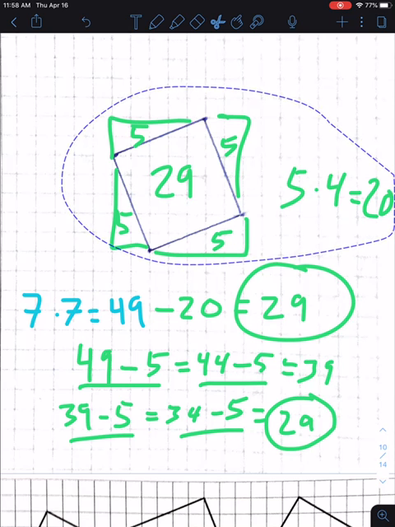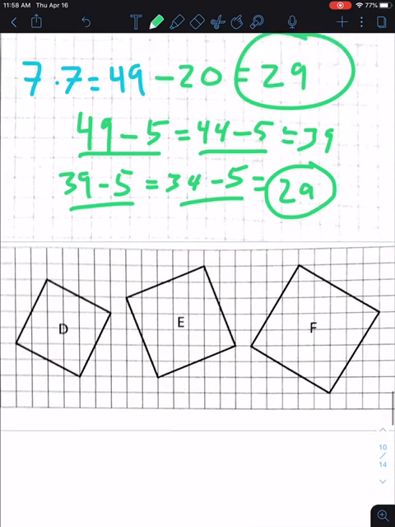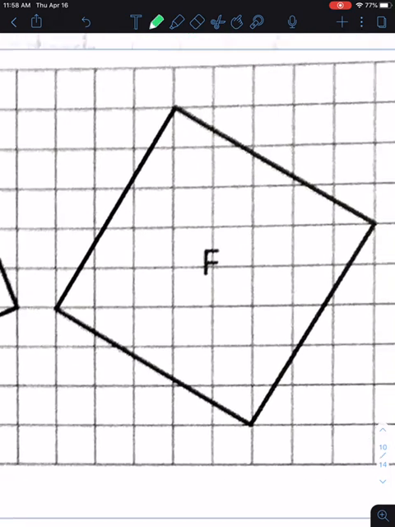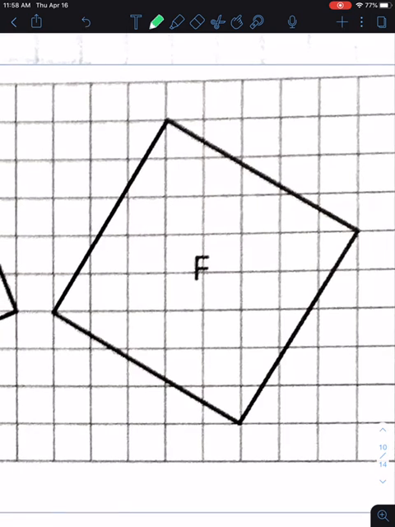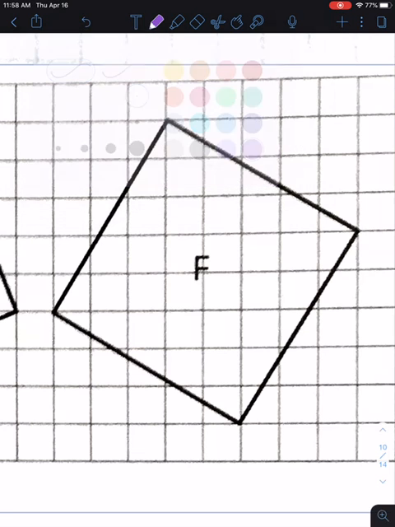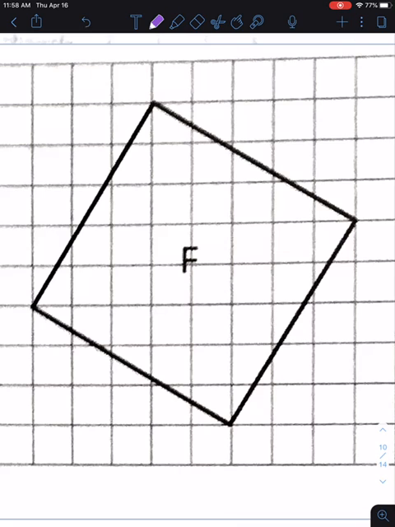So let's practice this a little bit. Let's do another one. Let's work on this one right here. Let me get a smaller pen and we'll start with this purple. First of all, we've got to find our big square.